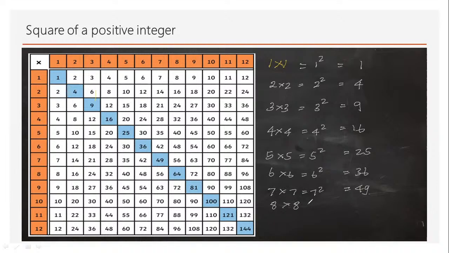8 times 8, 8 squared, that is 64. 9 times 9, 9 squared, 81. 10 times 10, 10 squared, that is 100. 11 times 11, 11 squared, 121. 12 times 12, 12 squared, 144.